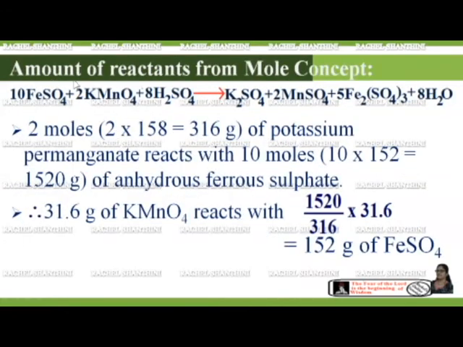For the same reaction, to find the amount of reactants using the mole concept, we need to balance the chemical reaction. Then only we could find out how many moles of the reactants are involved in this reaction. Here, 2 moles of potassium permanganate react with 10 moles of ferrous sulfate. So to find out for 31.6 grams of potassium permanganate, we need to cross multiply and we get the answer 152, which gives the amount of ferrous sulfate involved in this reaction.